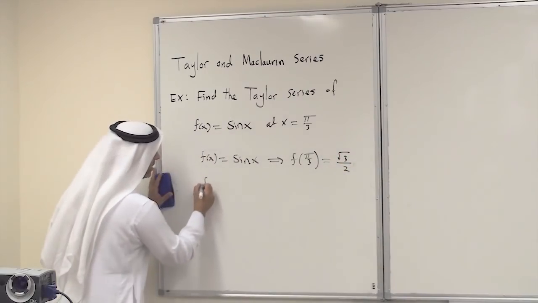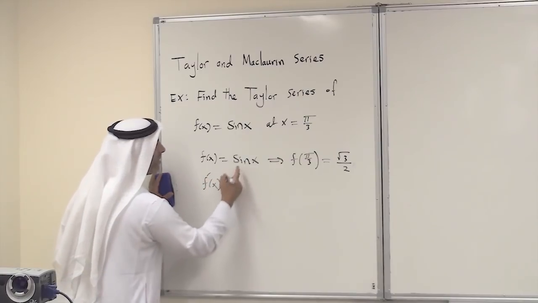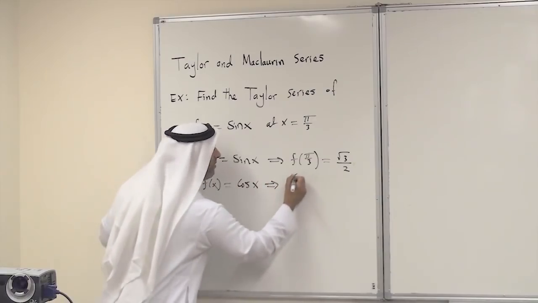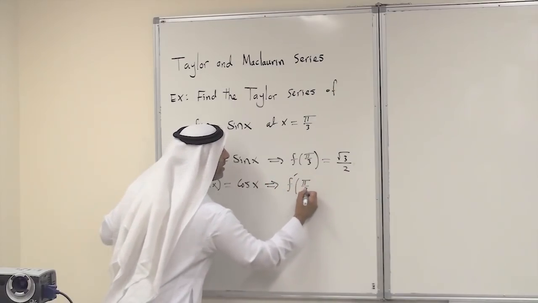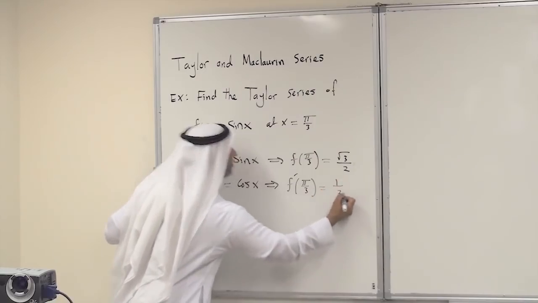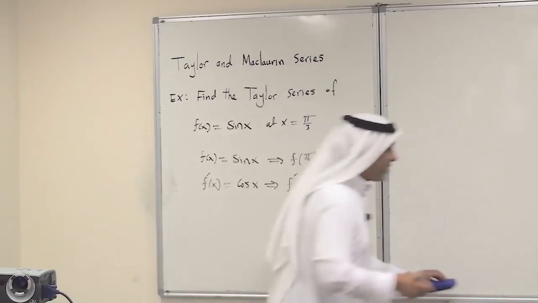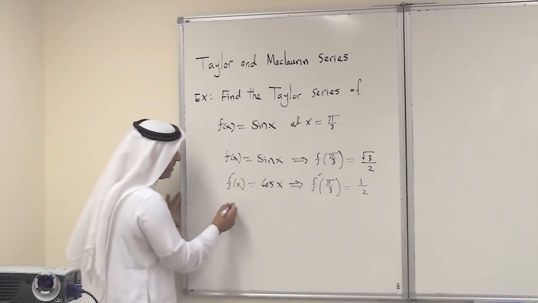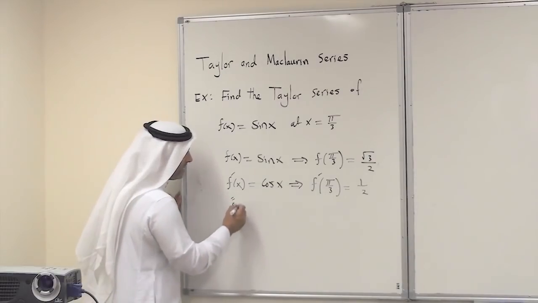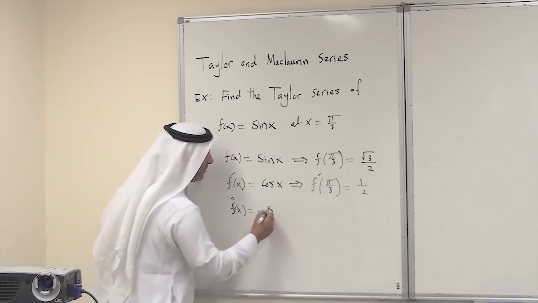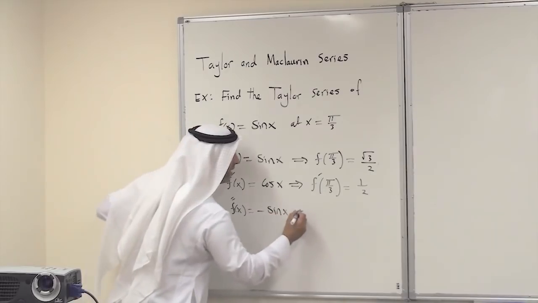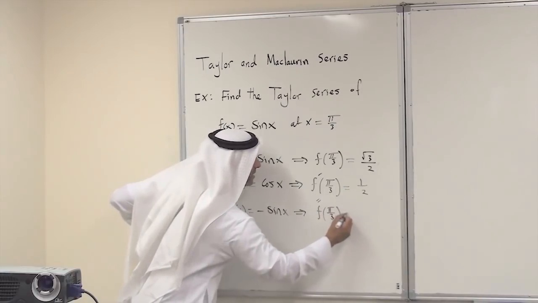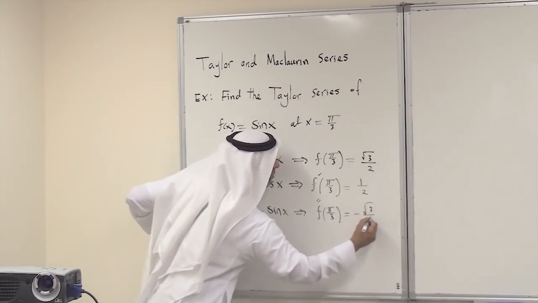Let me repeat my calculation now. F prime of x is just equal to the derivative of sine, that is cosine of x, and this gives f prime at pi over 3 equal to 1 over 2, since cosine pi over 3 is 1/2. Fine. We need to do some more derivatives here. The second derivative will be minus sine of x, and this means the second derivative at pi over 3, which is a in this case, is equal to minus radical 3 over 2.